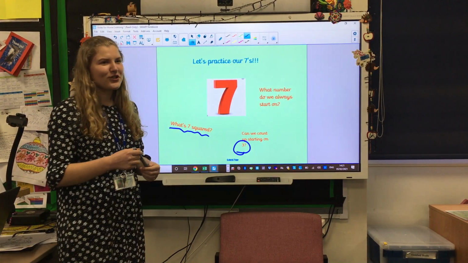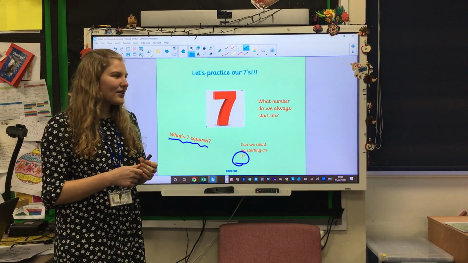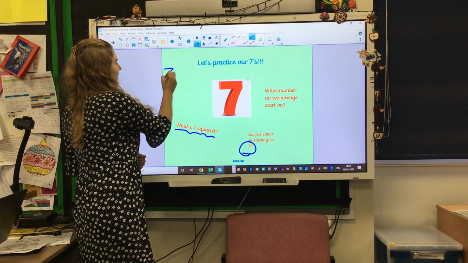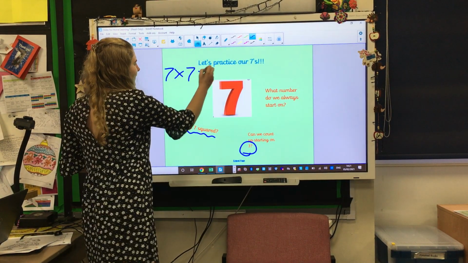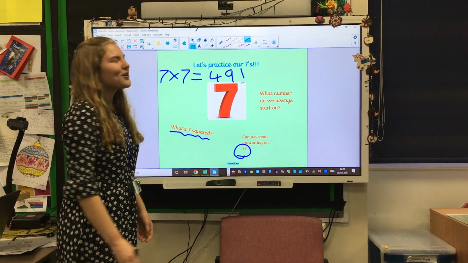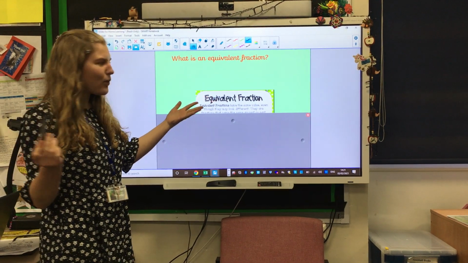What is 7 squared? I'm pretty sure you'll all know that a squared number is when you times a number by itself, so it would be this calculation. Which I'm sure you're all shouting at your laptops is 49. Well done if you knew that. Good job. Okay, so what is an equivalent fraction?